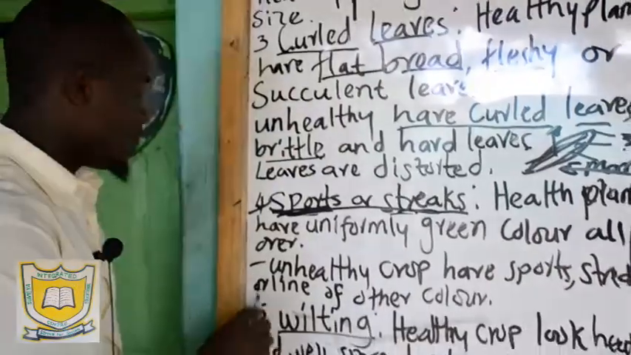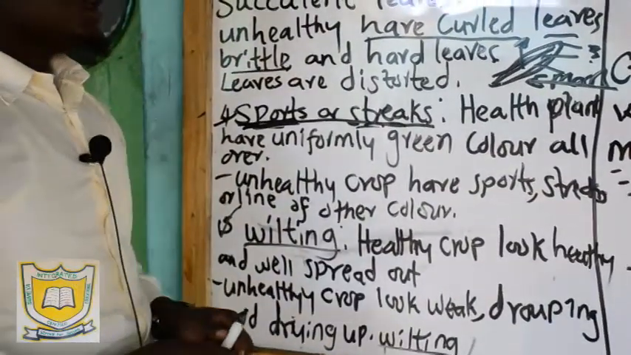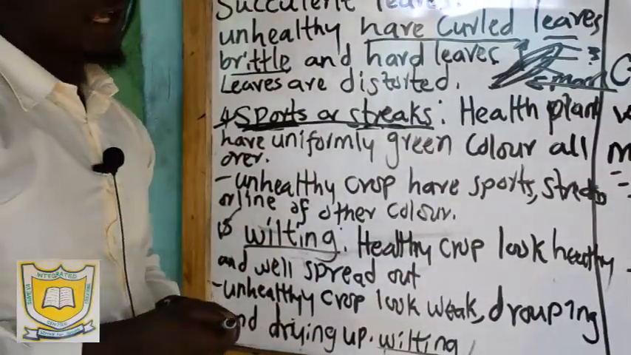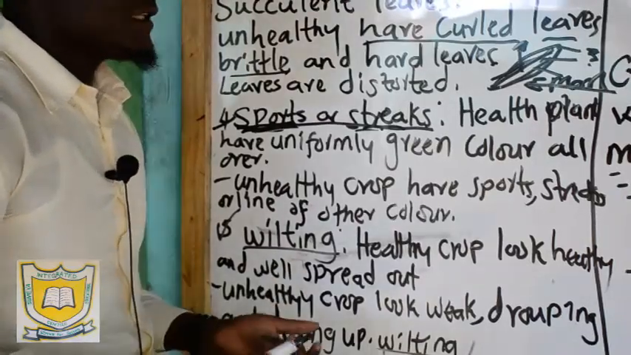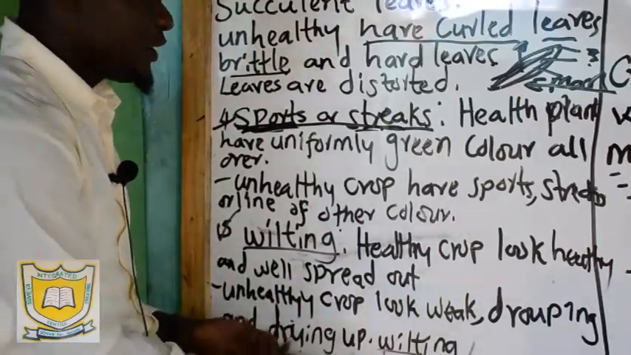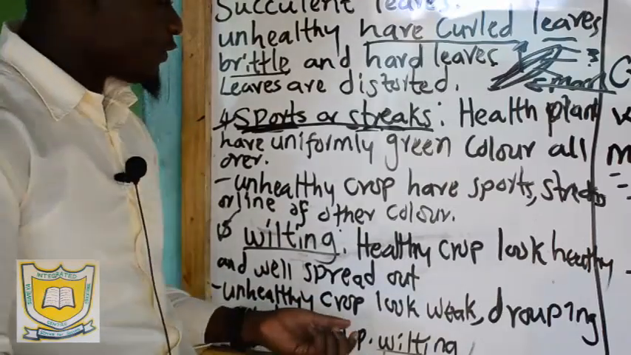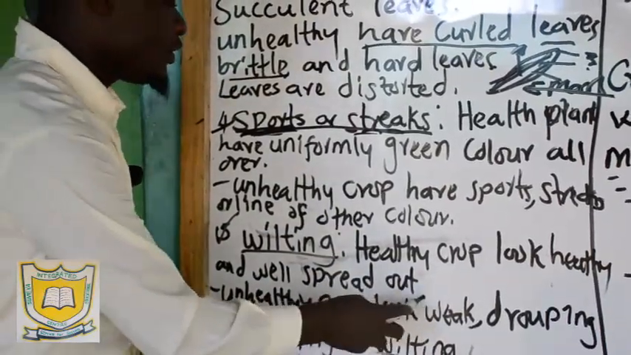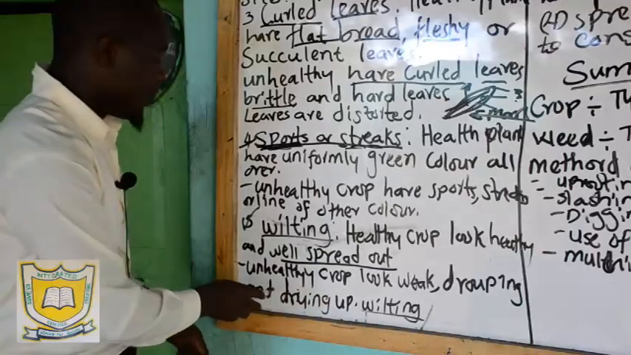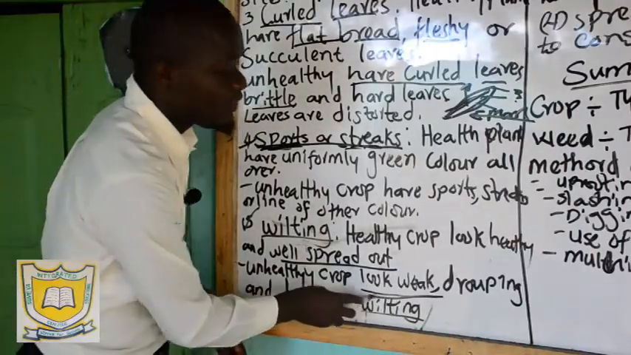Now we move to wilting. Wilting is also a sign of an unhealthy plant. What is wilting? We expect wilting of plants either by drying, where the leaves of the plant may dry up, or the plants may look very weak.